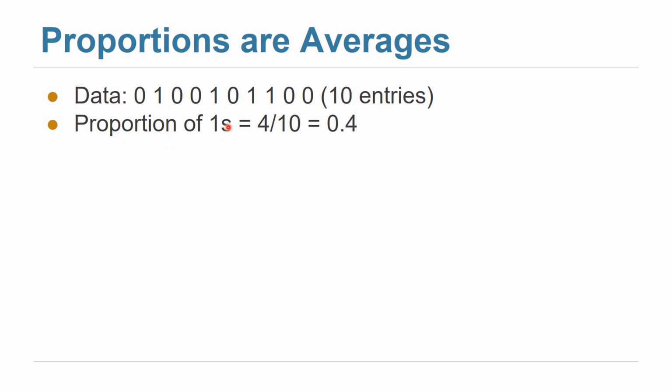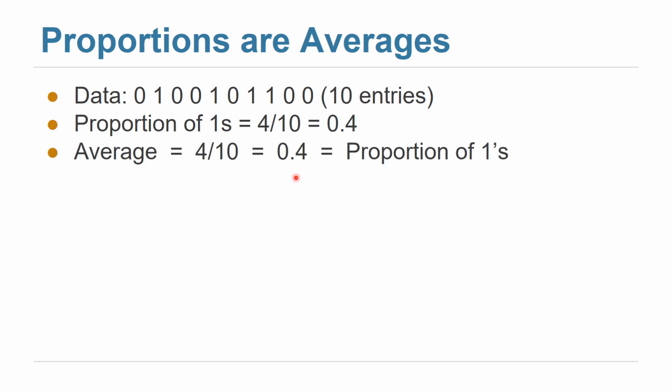So the proportion of ones here will be the number of ones divided by the total number of votes, which will be 4 divided by 10, which is 0.4. Okay, so that's the percentage of votes that will go for the candidate that we are interested in. Now, if I ask you to compute the average of these values, the average will be the sum of all the values here, which will be 4, divided by, of course, the number of them, which will be 10, which will be exactly the same value.